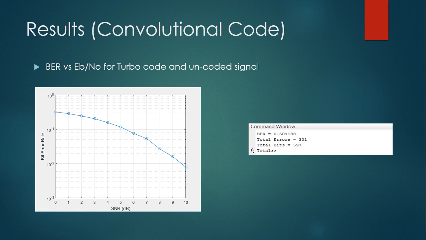So this is for the convolution code, bit error rate versus signal to noise ratio, and the command window on the right side.